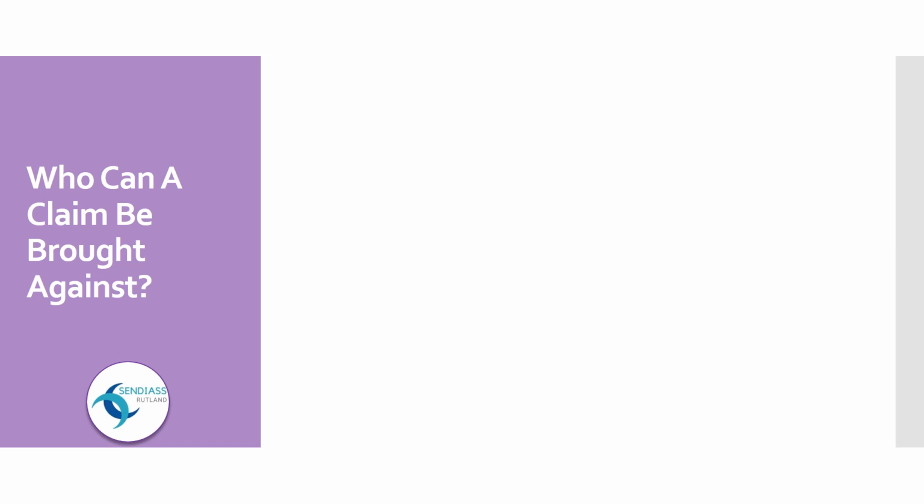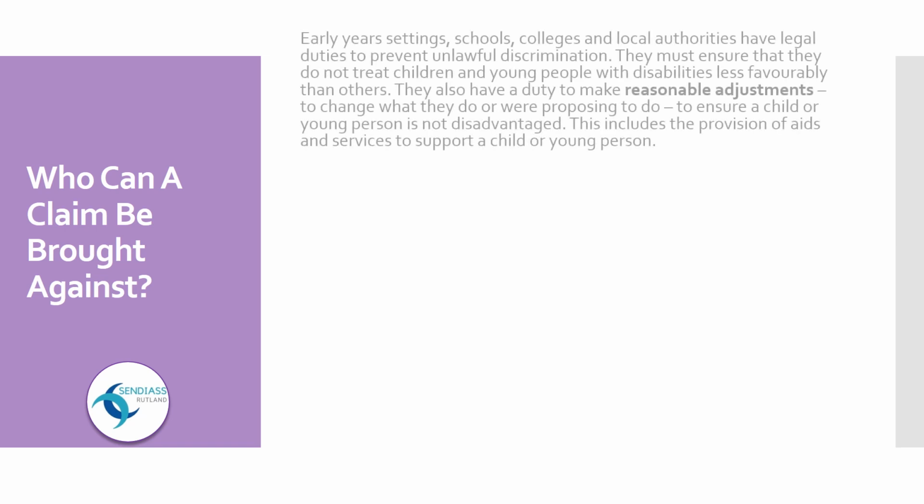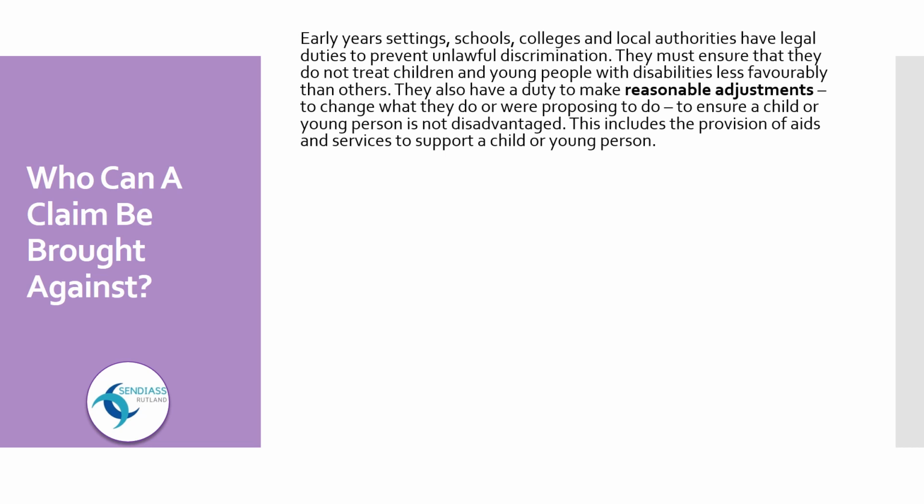Who can a claim be brought against? Early year settings, schools, colleges and local authorities have legal duties to prevent unlawful discrimination. They must ensure that they do not treat children and young people with disabilities less favourably than others. They also have a duty to make reasonable adjustments, to change what they do or were proposing to do to ensure a child or young person is not disadvantaged. This can include the provision of aids and services to support a child or young person.